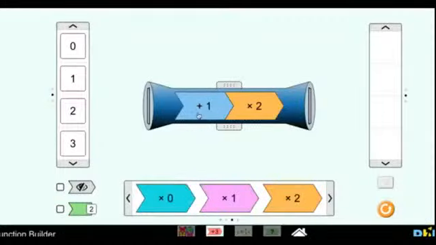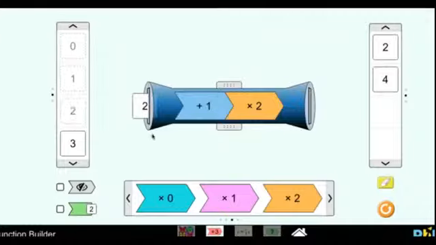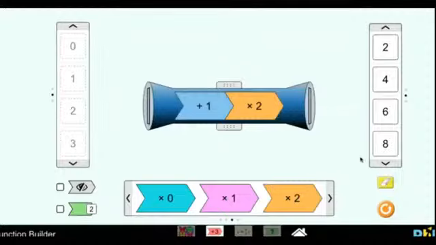Okay, let's say this is our function. The number is to be added by 1 and then multiplied by 2. So let's input the 0. It came out as 2. Let's input the 1. It came out as 4. Let's input the 2. It came out as 6. And let's input the 3. It came out as 8.